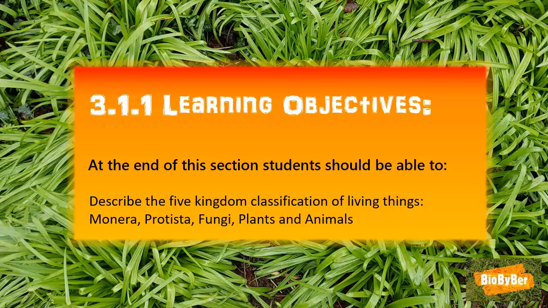At the end of this section and following the biology syllabus, you should be able to describe the 5-kingdom classification of living things: Monera, Protista, fungi, plants and animals. What does this actually mean? What are we trying to learn? Well, basically, you have to be able to name the 5 kingdoms of living things and describe the characteristics of each kingdom.